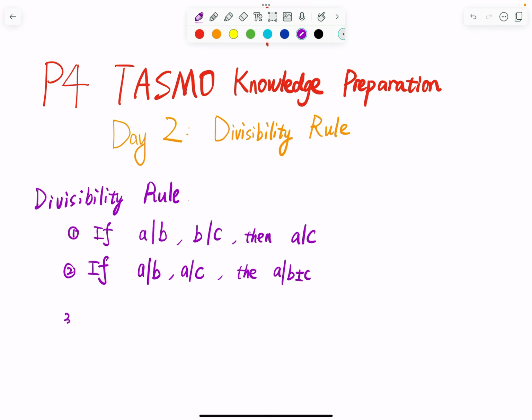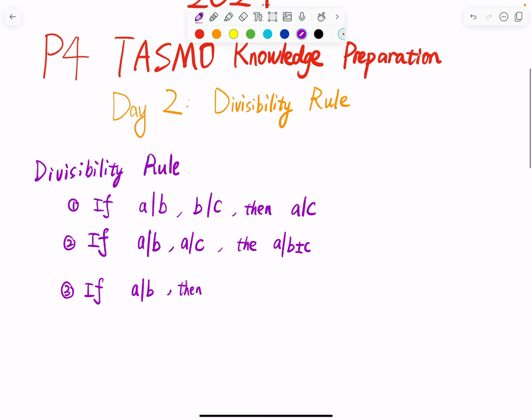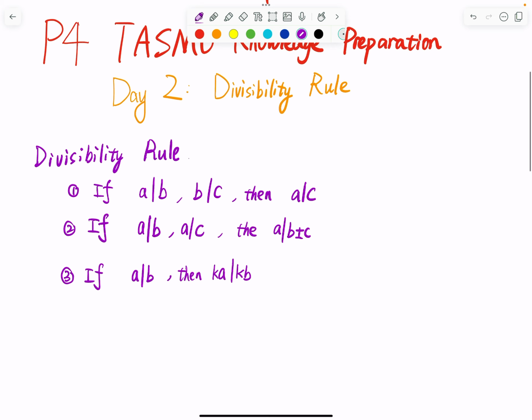For the third one, if B can be exactly divided by A, that means if I multiply both A and B by a constant K, then KB can be exactly divided by KA. It is very easy to prove. You just try some numbers and you can find out. Another one: if B times C can be exactly divided by A, and A and B are co-prime, which means their highest common factor is 1, then C must be exactly divisible by A. So this is about the divisibility rule.